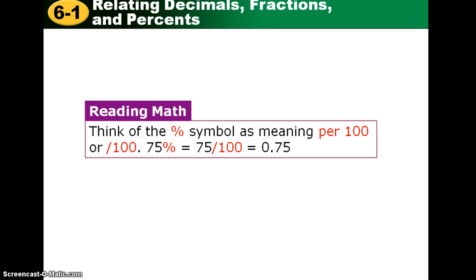Think of the percent symbol as meaning per 100, or like a slash 100, like a fraction. So 75% is the same as 75 out of 100, or 0.75, 75 hundredths.